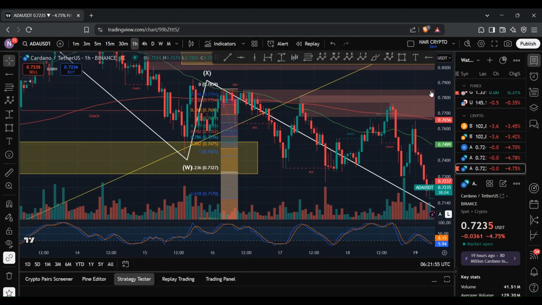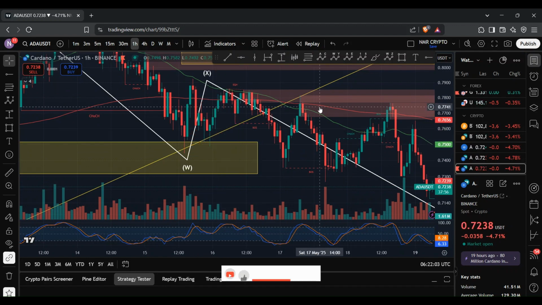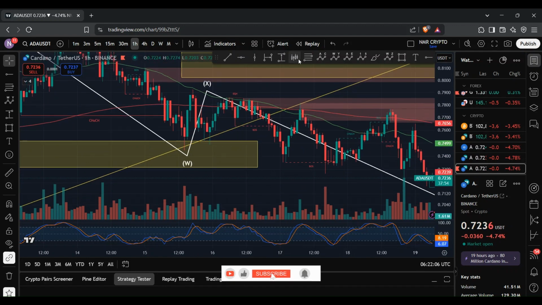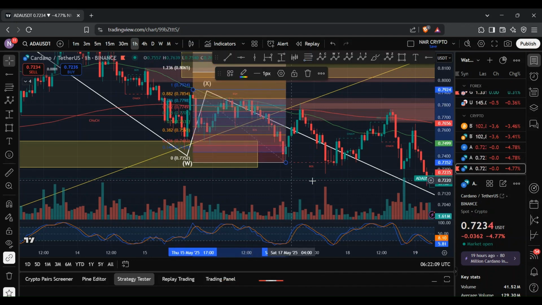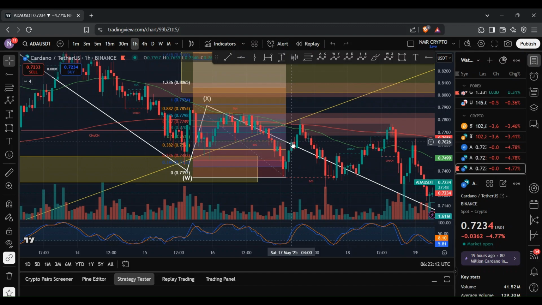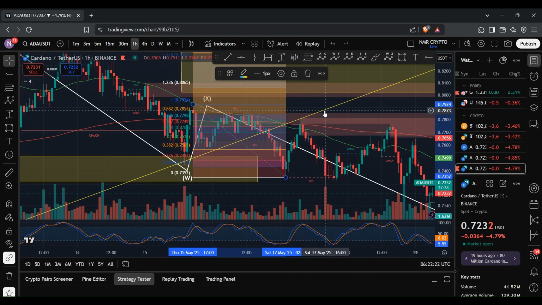And you can see that the Y wave typically retraces anywhere between 1 to 1.236, which we ended up doing. And so it looks like the WXY structure is now complete. And then we had this move to the upside to complete the X wave, which is a 50 to 88.2% retracement of our W wave. And you can see that the 50% retracement level sits at around 76 cents, and the 88.2% retracement level sits at around 78.54 cents. And we ended up reaching that zone. And so it looks like that X wave is now complete.